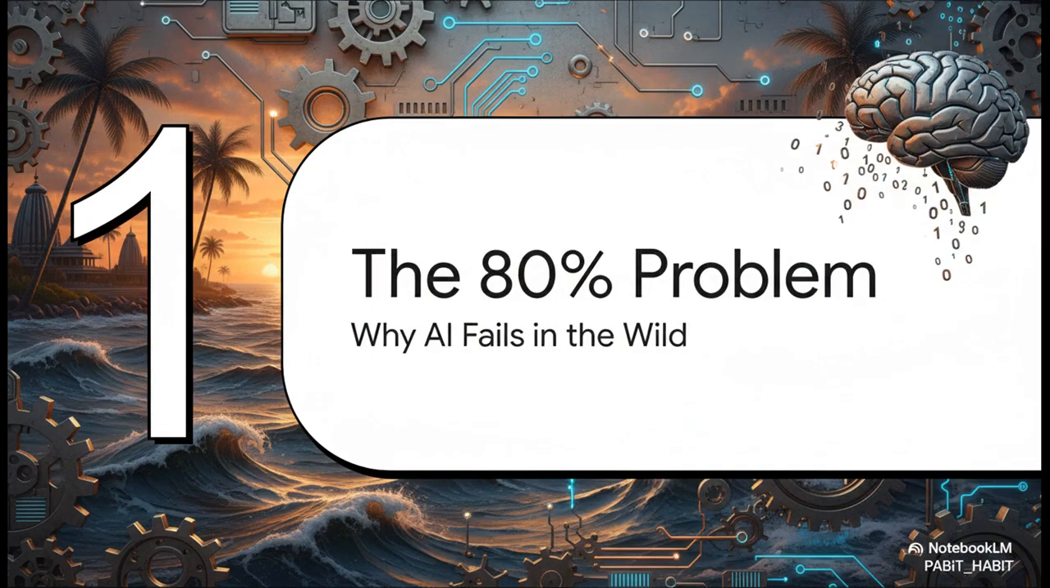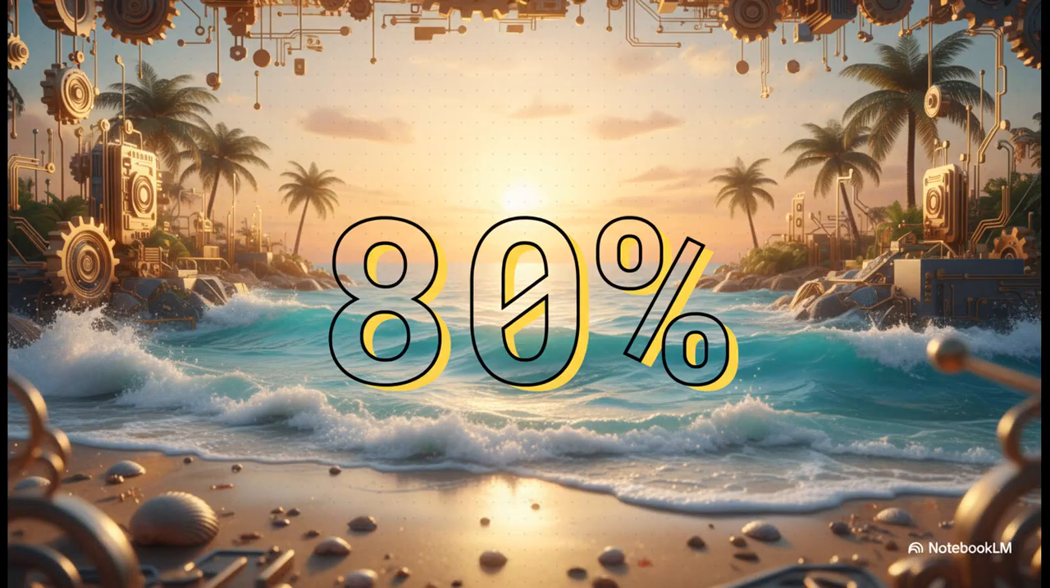Okay, let's kick things off with a pretty staggering number, a single figure that really explains why so many exciting AI projects just completely fizzle out before they even see the light of day. 80%. This is the number that should honestly keep you up at night if you're in this space. It represents an enormous amount of wasted time, wasted money, and frankly, wasted brain power. So what does it actually mean?